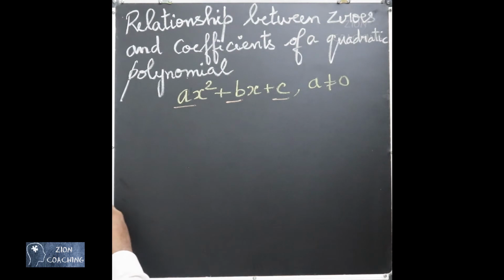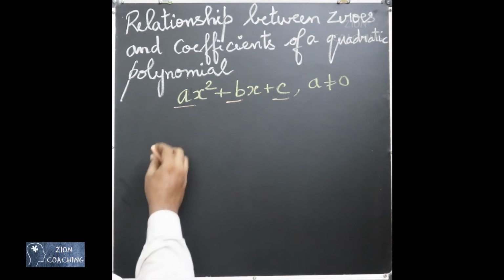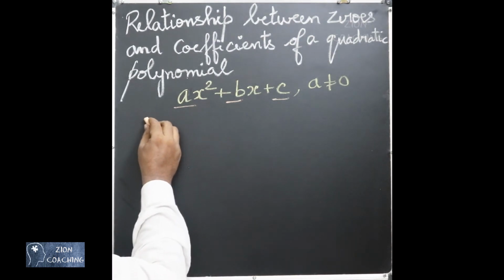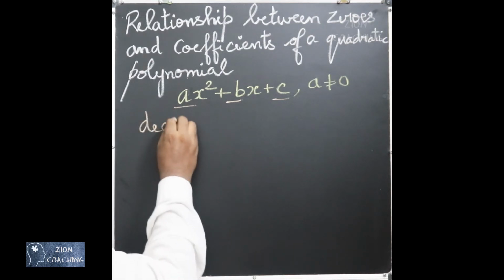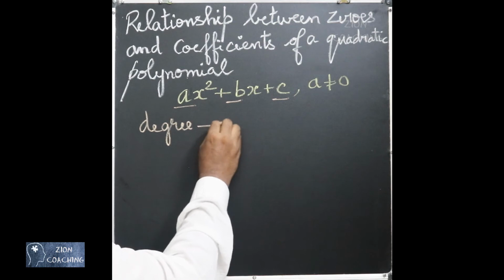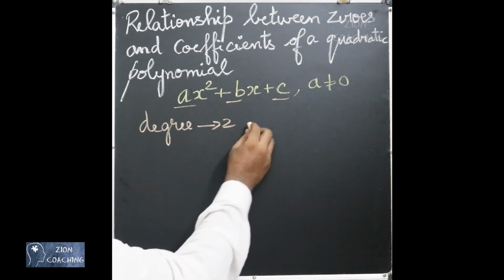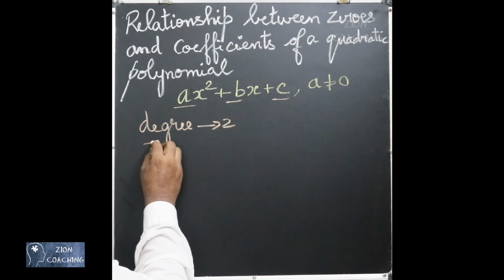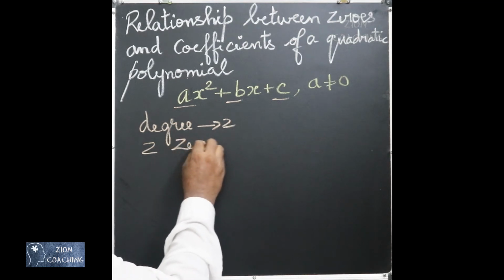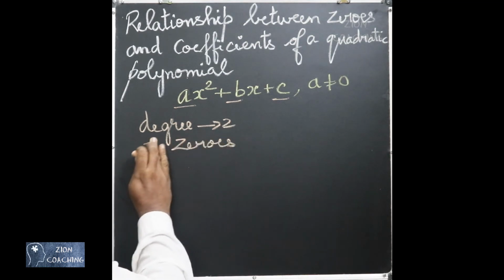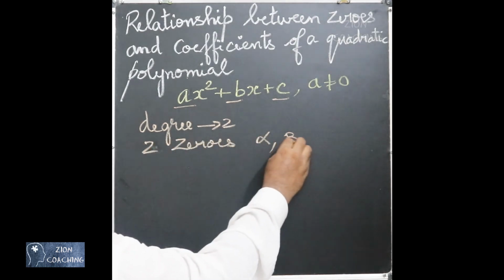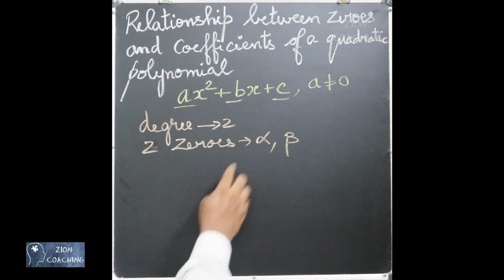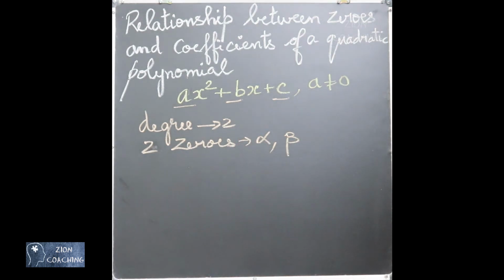We are talking about the zeros. You know that a quadratic polynomial has two zeros. Degree of a quadratic polynomial is 2, so it has two zeros. Now we are going to consider the two zeros to be alpha and beta. Let us take one zero to be alpha and the other zero to be beta.